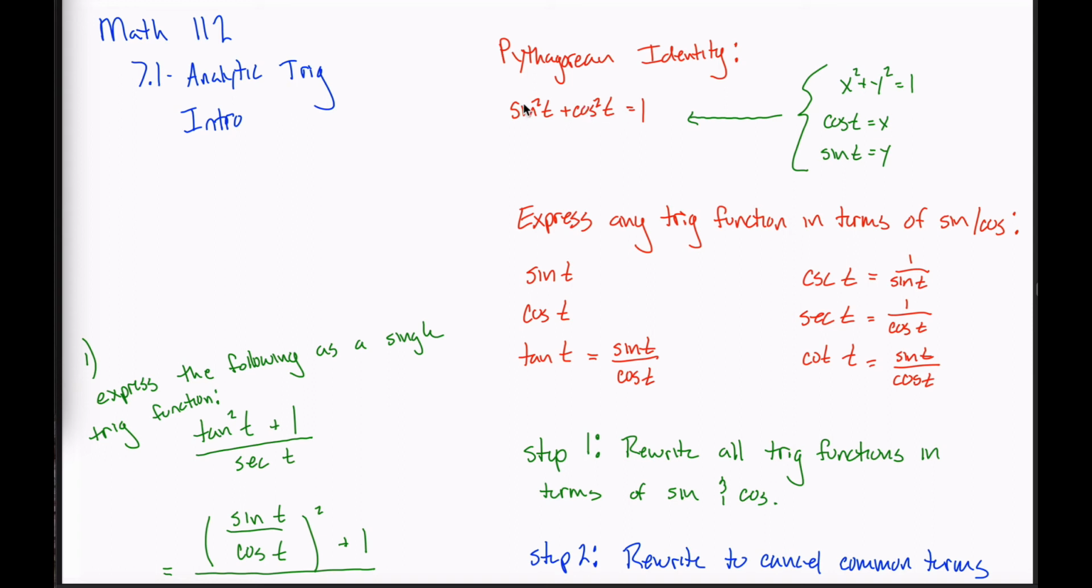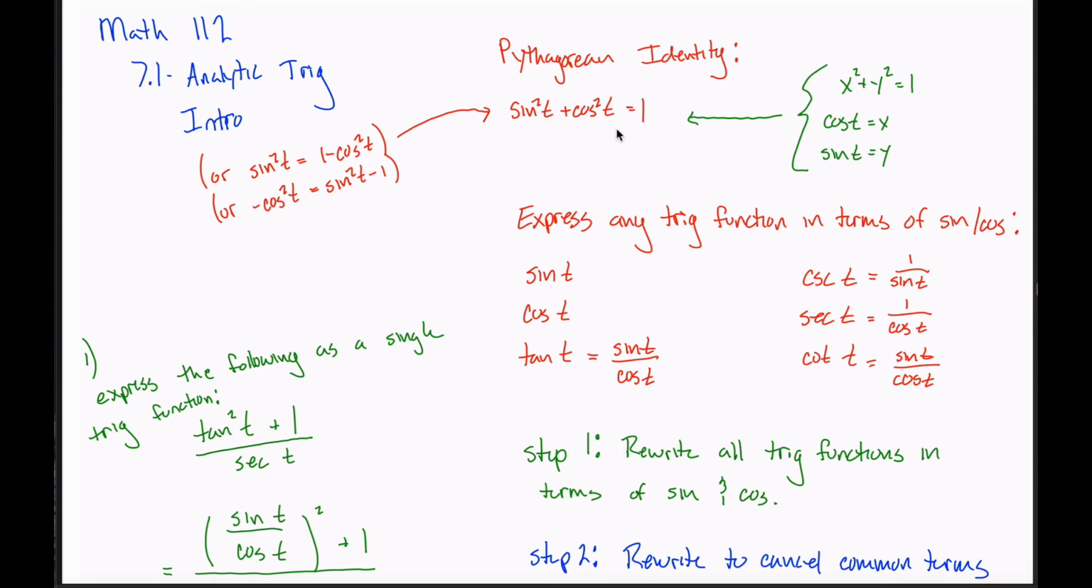So for example, if sine squared t plus cosine squared t equals 1, I could subtract cosine squared t from both sides of the equation, and that would give me that sine squared t equals 1 minus cosine squared t. This is equivalent to this, it's just writing it in a different form. Similarly, I could take this expression and subtract 1 from both sides. And that would give me an expression that looks like this, which is also equivalent to our original Pythagorean identity, just written in a different form.